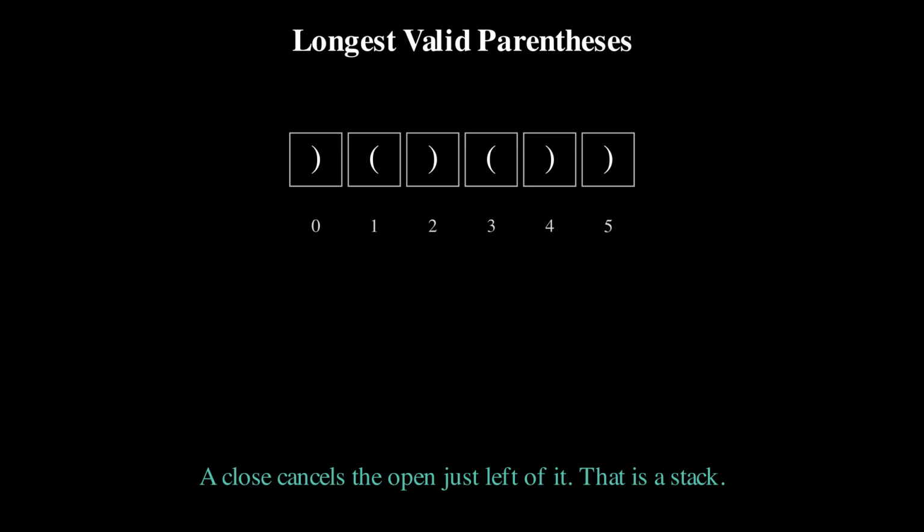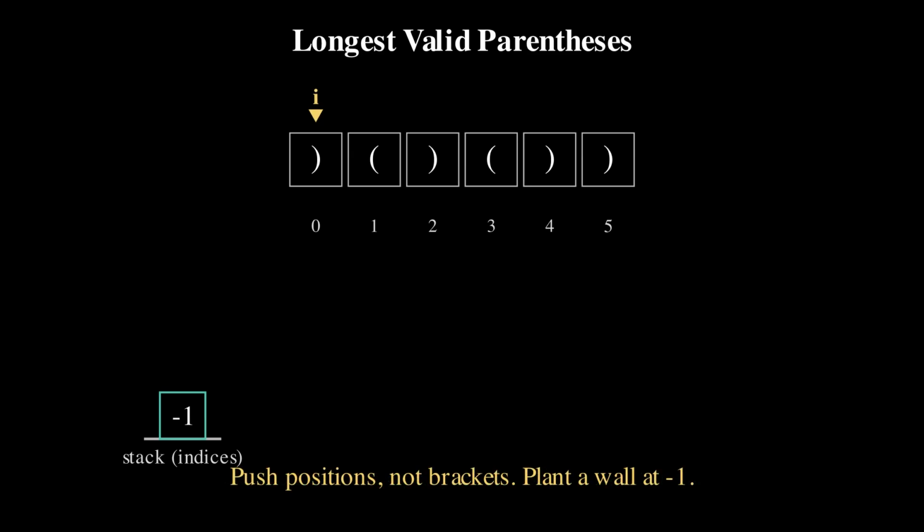But we do not just want a yes or no. We want a length. So here is the move. We push positions onto the stack, the indices, not the brackets themselves. One more setup step. The stack will hold the positions of brackets still waiting to be matched, and I will drop one extra value at the very bottom, -1. Picture -1 as a wall sitting just before the string begins. In a moment, you will see why that wall is the whole trick.